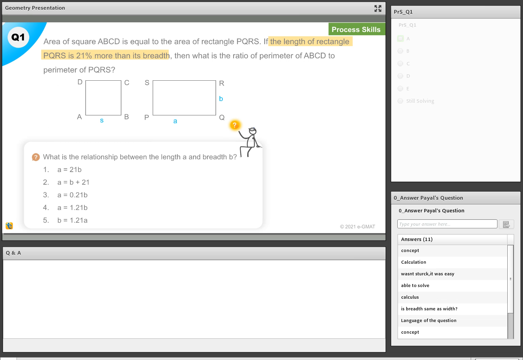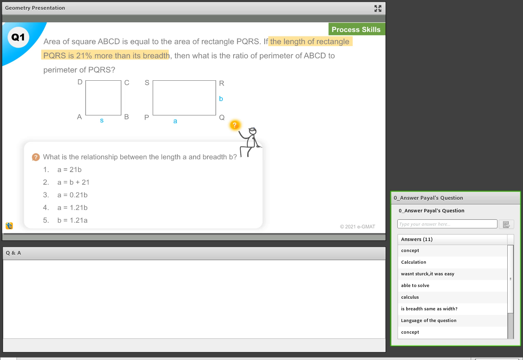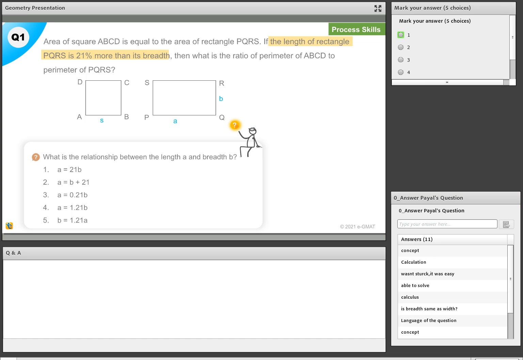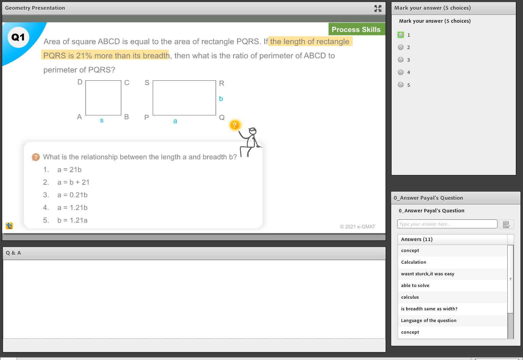Now observe the highlighted portion, and let me just get the right poll here. What is the relationship between length A and breadth B? And here are my choices. Mark the correct answer. Just based on the statement that you see. All right, so the majority of you are saying choice number 4, A is equal to 1.21B.